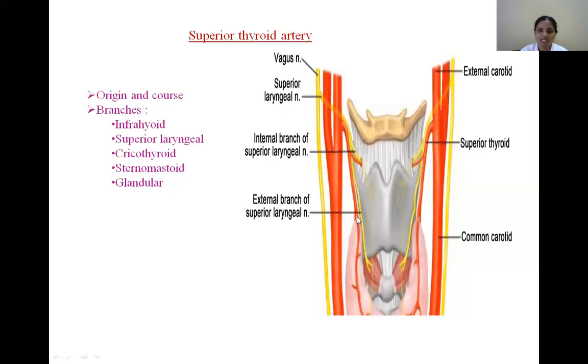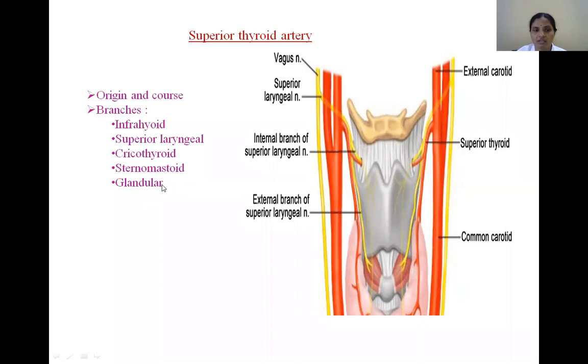So the anterior branch passes along the medial border of the lateral lobe of thyroid, and along the upper border of the isthmus, it anastomoses with the fellow of the same branch from the opposite side. So again it establishes a collateral circulation between the two external carotid arteries. So this is a glandular branch. Whereas the descending posterior branch descends along the posterior border of the thyroid and anastomoses with the inferior thyroid artery from the thyrocervical trunk. So these are the main branches: infrahyoid, superior laryngeal, cricothyroid, sternomastoid, and glandular branch.